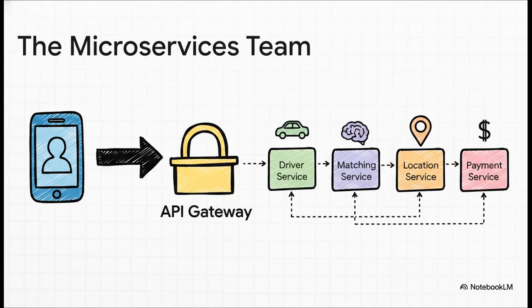The best way to think about this is like a highly specialized team. You have one service that only handles user info, another that only tracks drivers. You have a brain that just focuses on matching. But the real key here is the API gateway. It acts like a receptionist. It takes every single request that comes in from the app and directs it to the correct specialist service. This keeps everything organized and lets each part of the system grow independently.